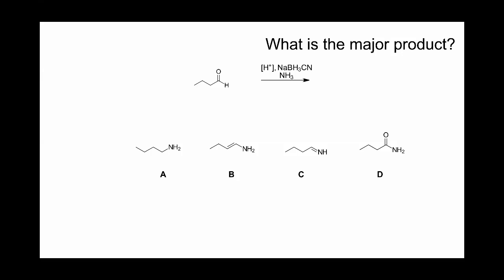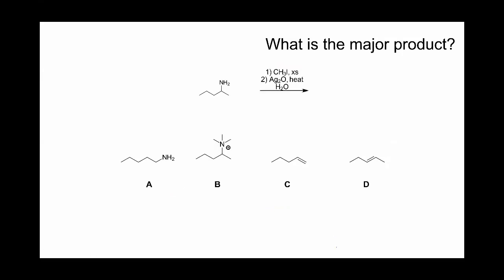Okay, for this one, it's called a reductive amination. In the reaction, it will first form the imine. So it would go to C first, but with the presence of the sodium cyanoborohydride, it would then go to A. So this is our correct answer here. Questions there? All right, how about this one?